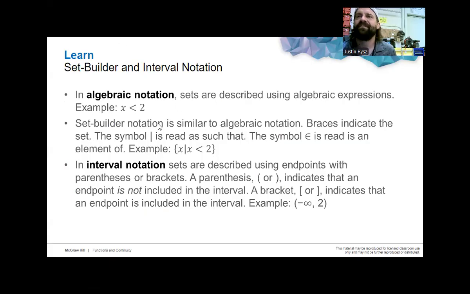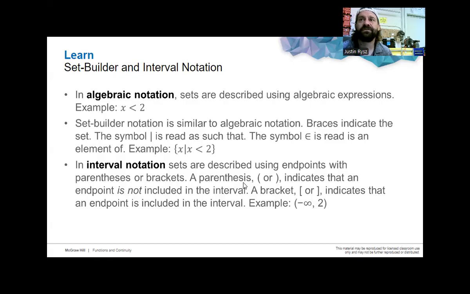Hopefully that's better. All right. Set builder notation is very similar to algebraic notation, except you use this vertical brace. And then there could be the element symbol here. That is read as "is an element of." So it says, for every x such that, and this is pretty much what you would say here, for every x such that x is less than 2. Very similar to algebraic notation, you would just have this bar here.